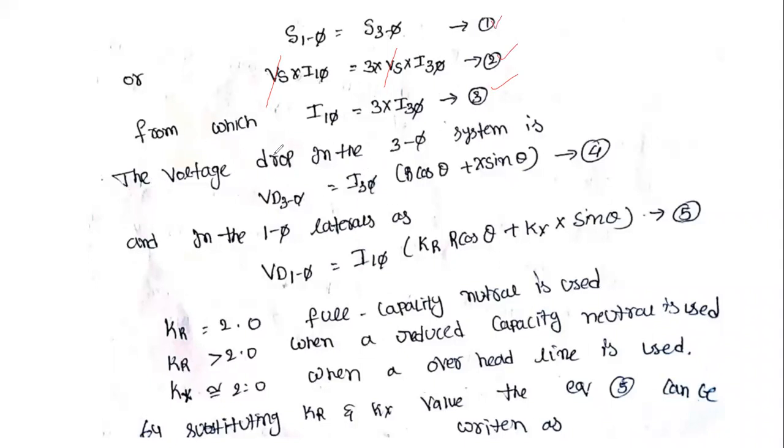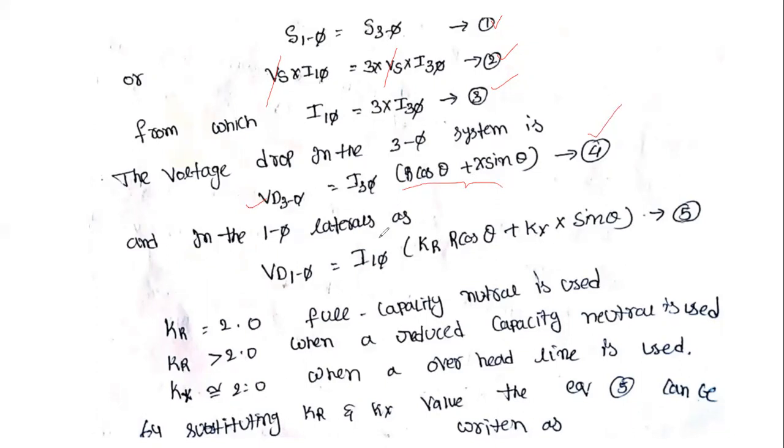Therefore, what is the voltage drop in the 3-phase system? Vd 3 phase is equal to I 3 phase into Z. What is the formula for Z? That is R cos theta plus X sin theta. Therefore, Vd 3 phase is equal to I 3 phase into (R cos theta plus X sin theta). Consider this equation number 4.